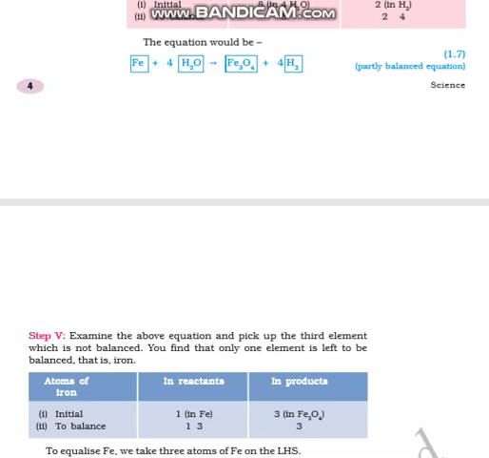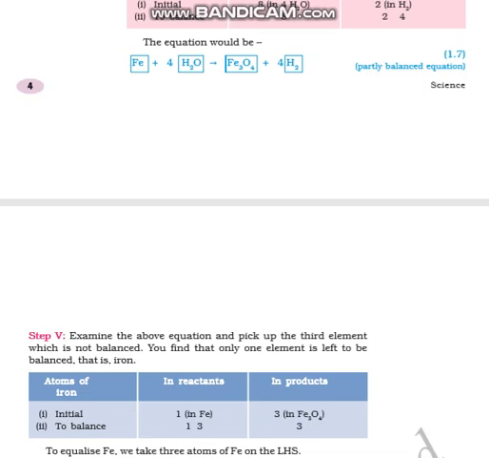What to do for that? Nothing. Very easy, very simple. Observe the equation very carefully. You have three atoms of iron on the right-hand side, in the products. Simple, nothing to do. Just take 3 as the coefficient of iron on the left-hand side. Just take 3 as the coefficient of iron on your reactant side.